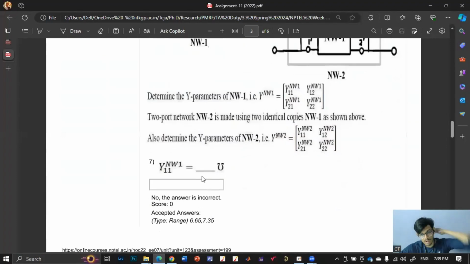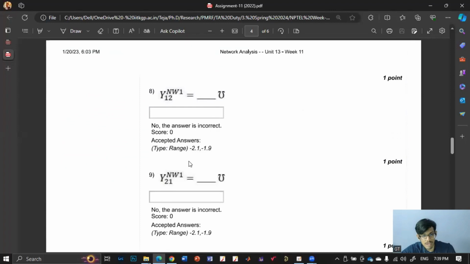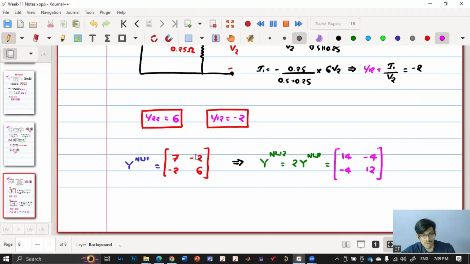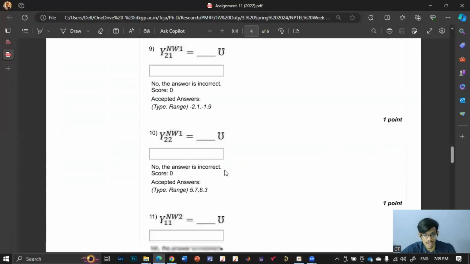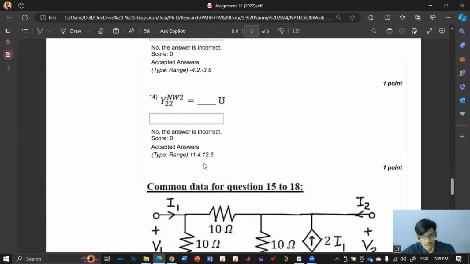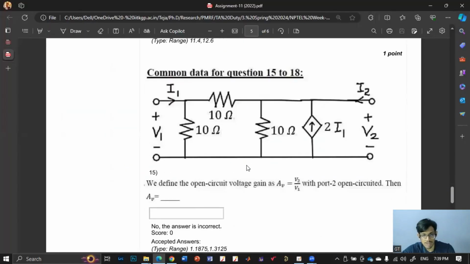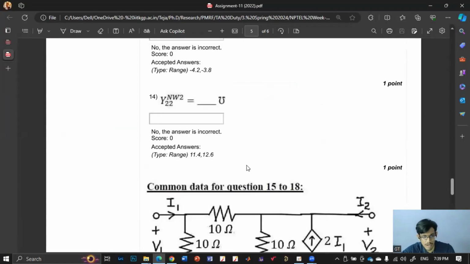So if we have here, our first value is how much? 7. And the other one is minus 2. Again, minus 2 followed by 6. So 7, minus 2, 6. And the other one is 14, minus 4, minus 4, 12. So all the values are matching and we got all the parameters also.